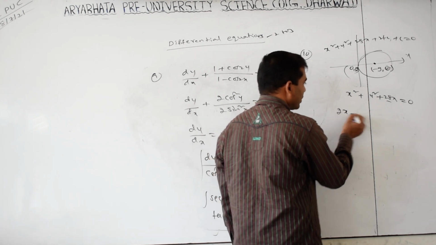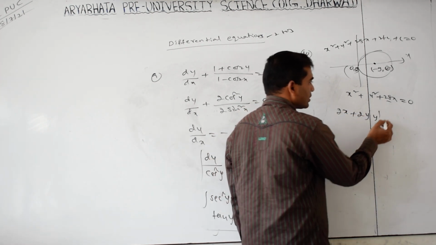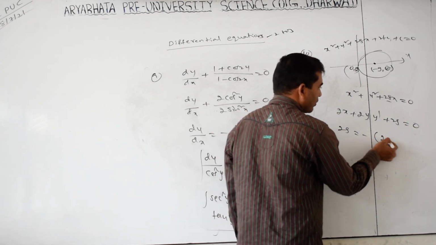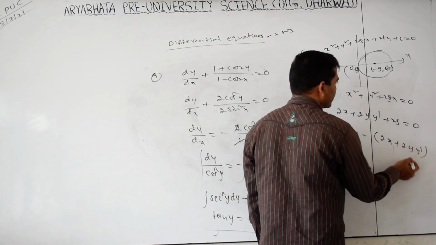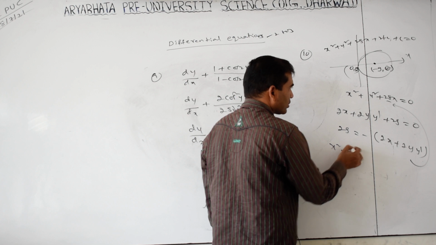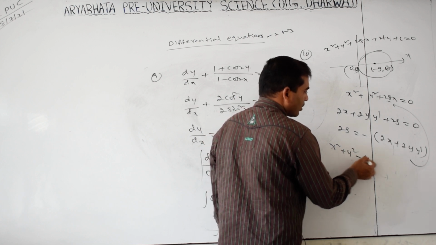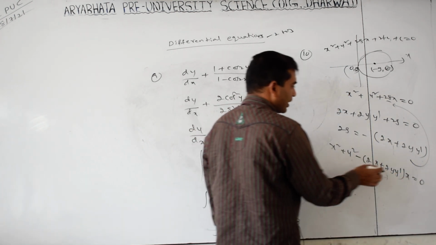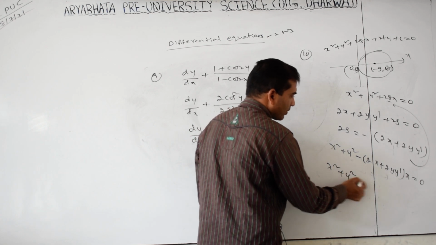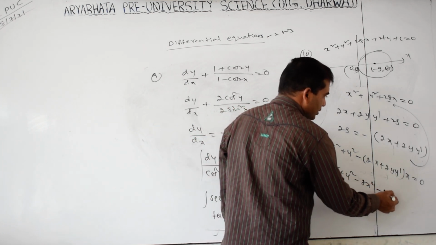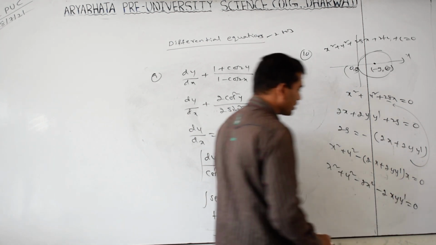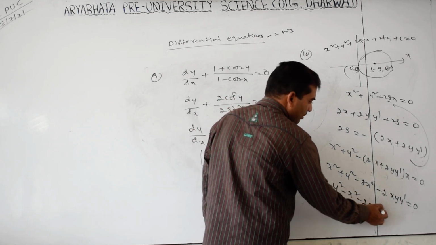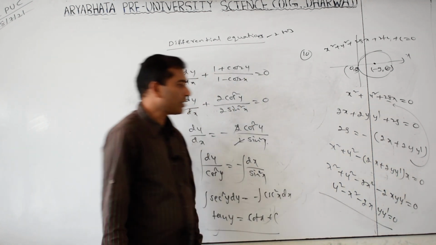So x square derivative is 2x, y square derivative is 2y into y dash, plus 2g equal to 0. Then 2g equals minus of (2x plus 2y y dash). Substitute here: x squared plus y squared plus (minus of (2x plus 2y y dash)) x equal to 0. Simplify: x squared plus y squared minus 2x squared minus 2xy y dash equal to 0. X square minus 2x square is minus x square, so y square minus x square minus 2xy y dash equal to 0. That is the answer.